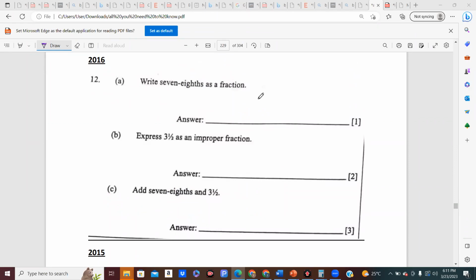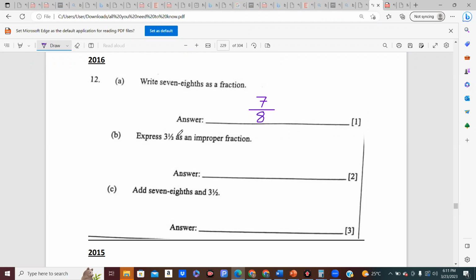So in order for us to do this, it's going to be 7 over what? 8. 8, very good. So that's the answer, 7/8. Pretty easy, not hard. 7 over 8.